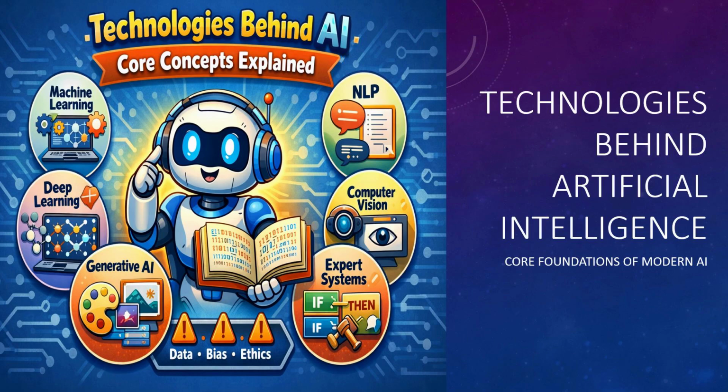Friends, in this video, we are going to see what the technologies behind artificial intelligence are. What are the core foundations of modern AI? We all know AI means artificial intelligence. However, often we are not much aware of the technologies on which AI actually works. So in this video, we will be seeing technologies like machine learning, deep learning, NLP, computer vision, generative AI, expert systems, etc. So that is all we will see in this video. So let's go and continue with this video.